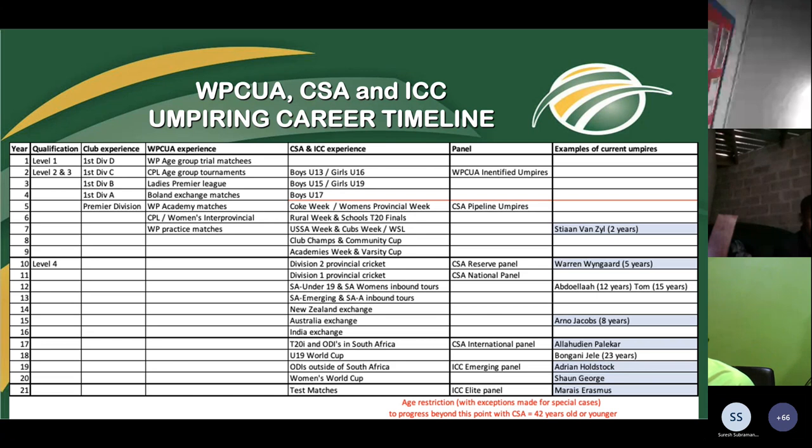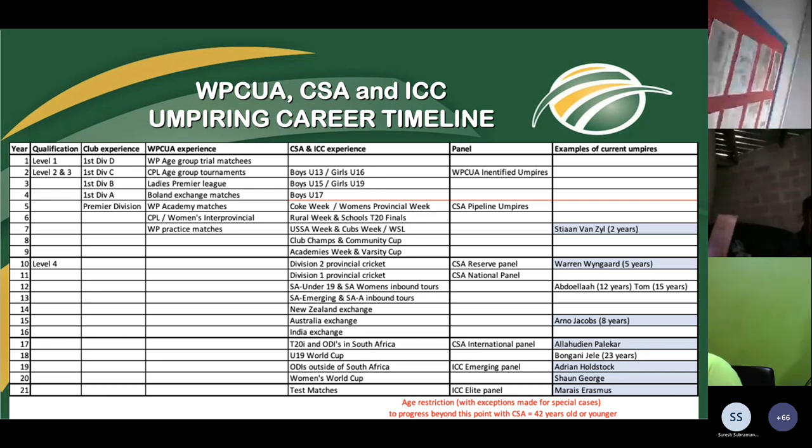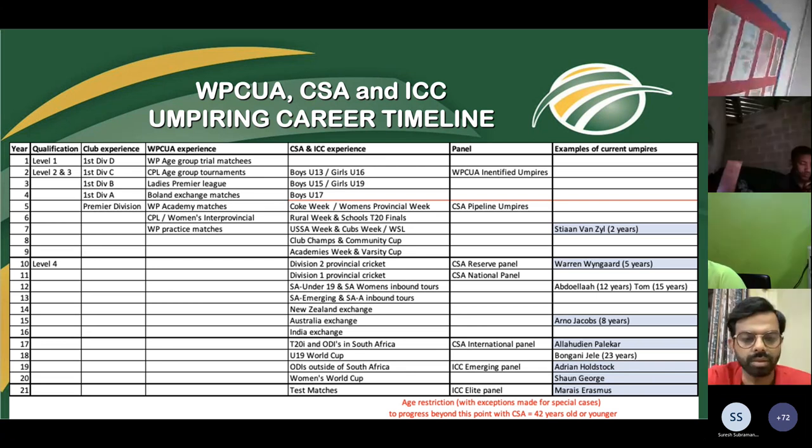A few of you might remember Stian van Sail, who played test match cricket for South Africa. He only umpired for 2 years and he was already in the elite amateur tournament stage. So former first-class players are fast-tracked through the system. They know the pressures that are involved in the highest level of the game and also know what is expected of an umpire at the highest level.